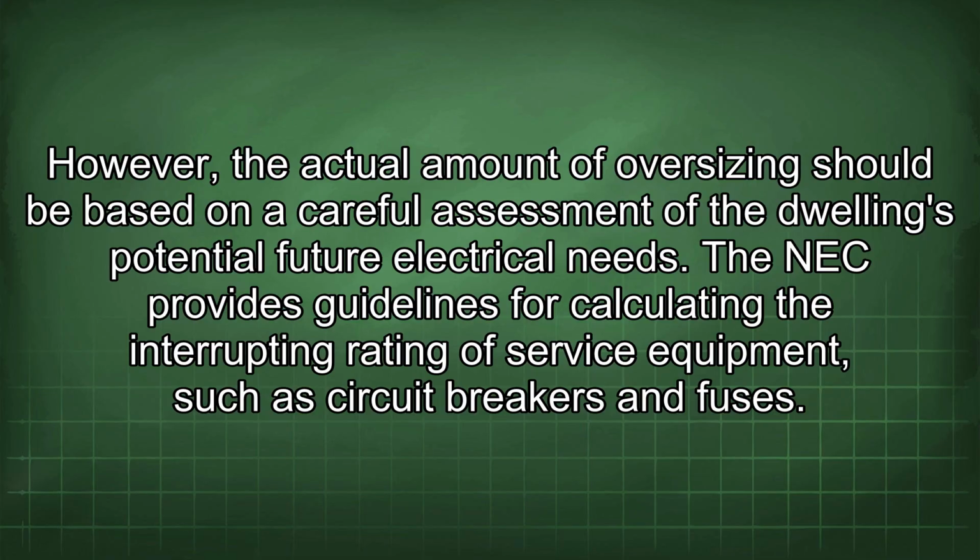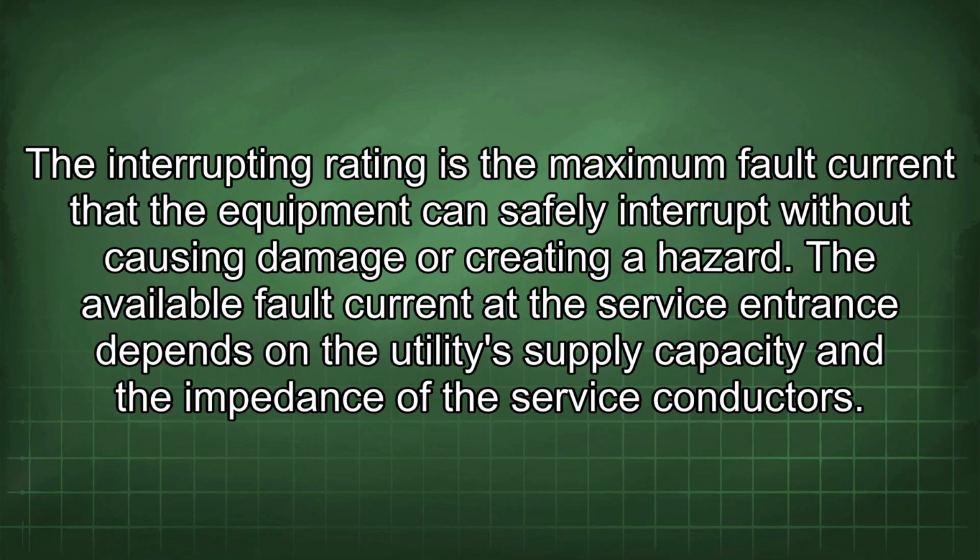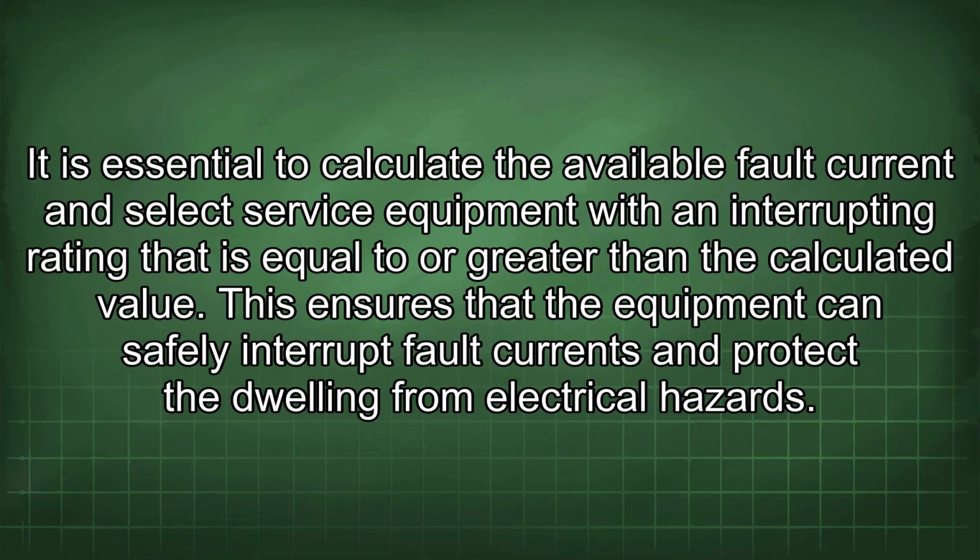The NEC provides guidelines for calculating the interrupting rating of service equipment, such as circuit breakers and fuses. The interrupting rating is the maximum fault current that the equipment can safely interrupt without causing damage or creating a hazard. The available fault current at the service entrance depends on the utility supply capacity and the impedance of the service conductors. It is essential to calculate the available fault current and select service equipment with an interrupting rating that is equal to or greater than the calculated value. This ensures that the equipment can safely interrupt fault currents and protect the dwelling from electrical hazards.